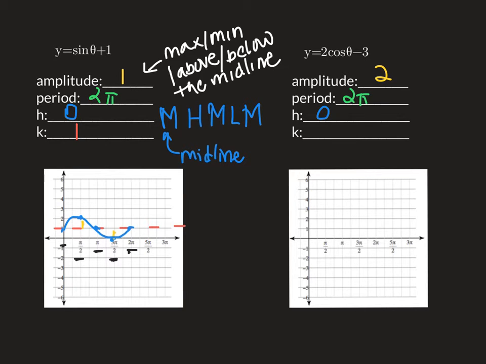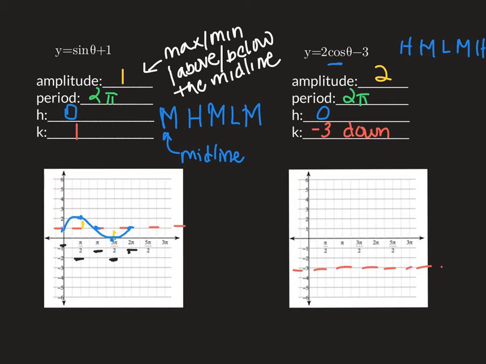So therefore, my h value is still 0. And my k value this time is -3, which means I'm going down 3. Right? So the first thing I'm going to do is draw my midline down 3. So 1, there's my midline. And because I know this is a cosine function, I know my graph is going to start high, then go middle, then go low, then go middle, then go high.